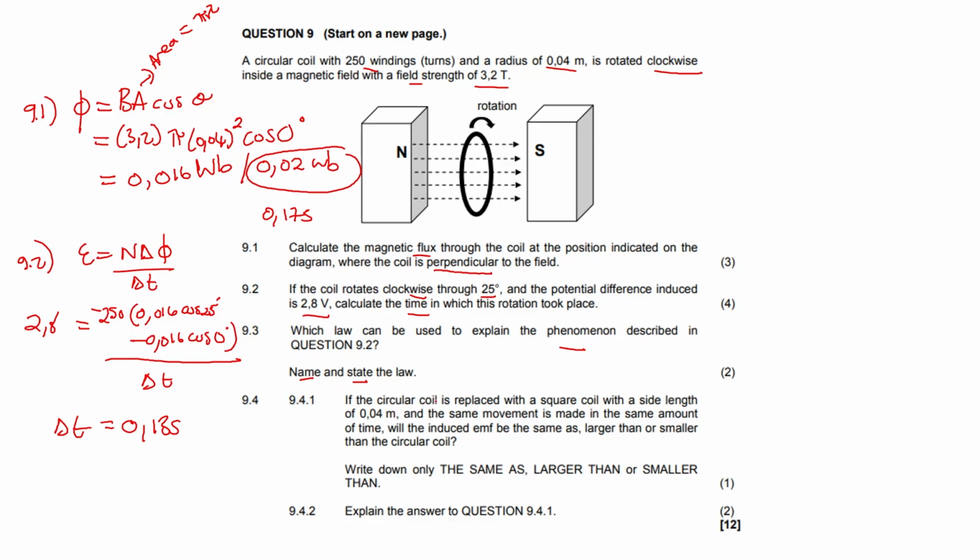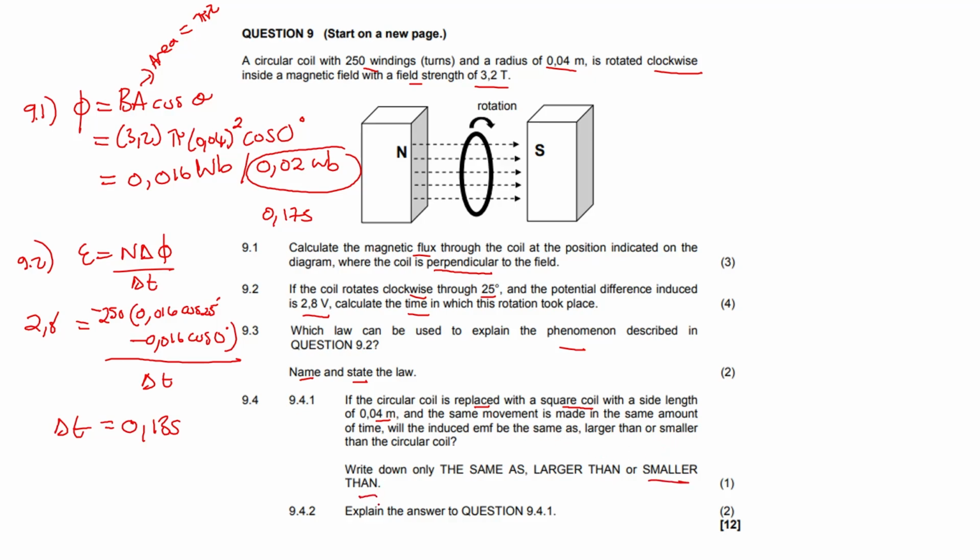9.4.1. If the circular coil is replaced with a square coil with a side length of 0.04 meters and the same movement is made in the same amount of time, 0.13 seconds, will the induced EMF be the same, larger or smaller than the circular coil? It will be smaller than.